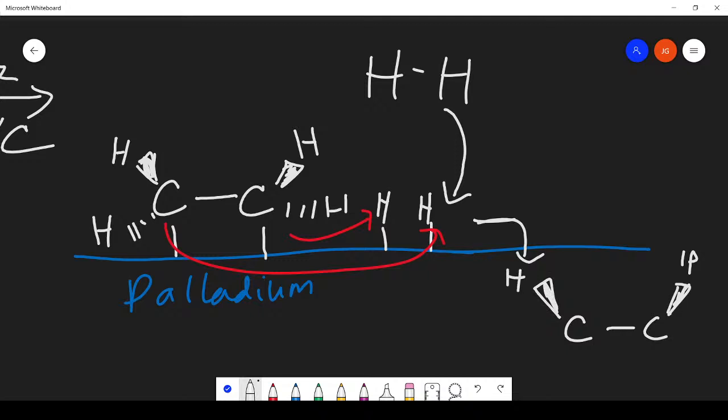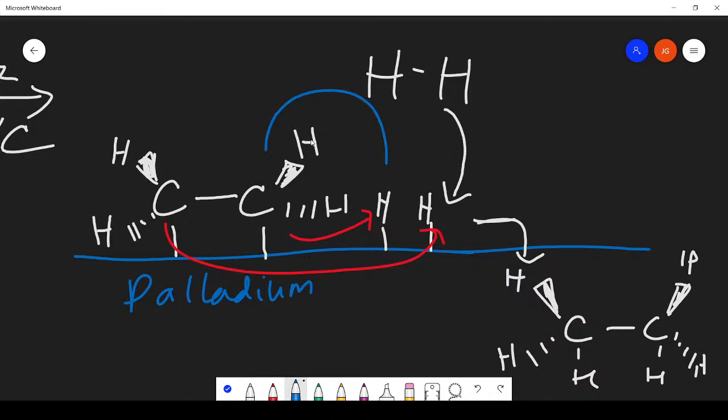And this is pretty straightforward, right? But note that these attacks have to come from this bottom side. And the reason is they're bonded to the palladium. That's a key concept. They can only attack from the bottom. They can't attack from the top here. This is not going to happen.